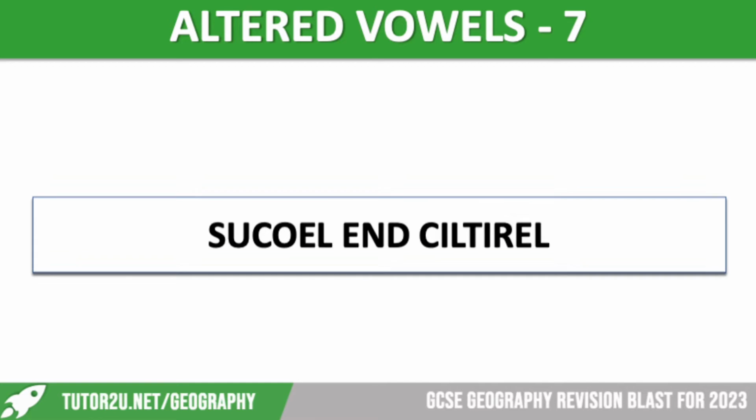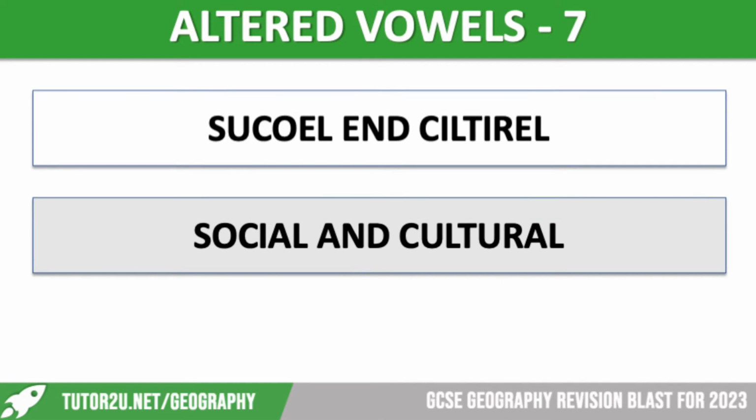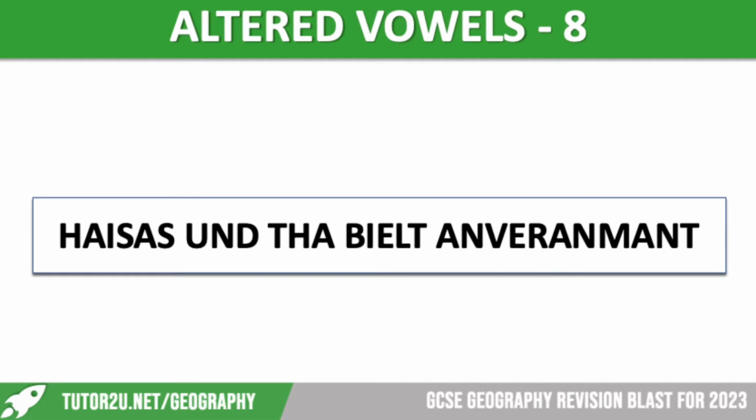Let's have a look. It is social and cultural. So does the area feel active? Is it inclusive? Is it safe? That's a good part of social and cultural. We've got one last one. What do we think? Now, we have already seen one of these words in one of the previous altered vowels.